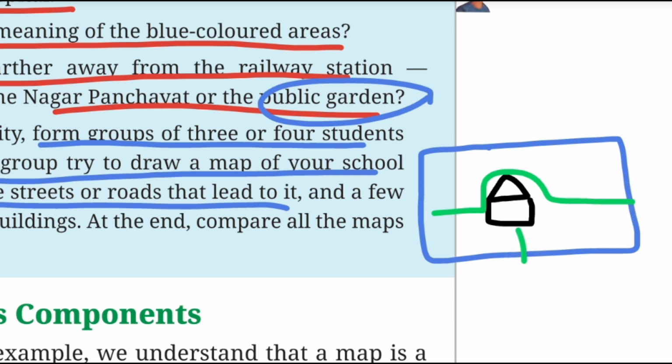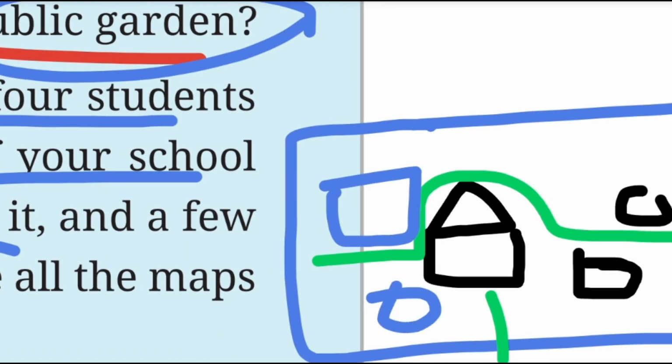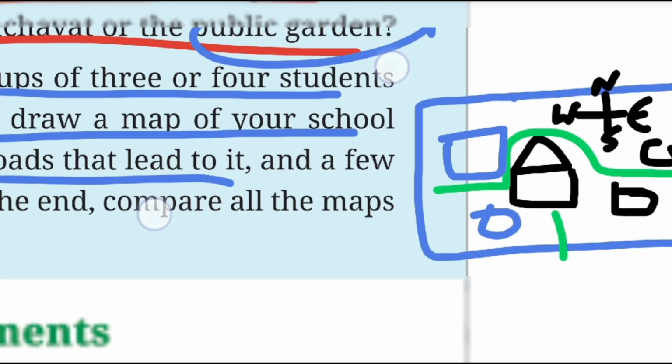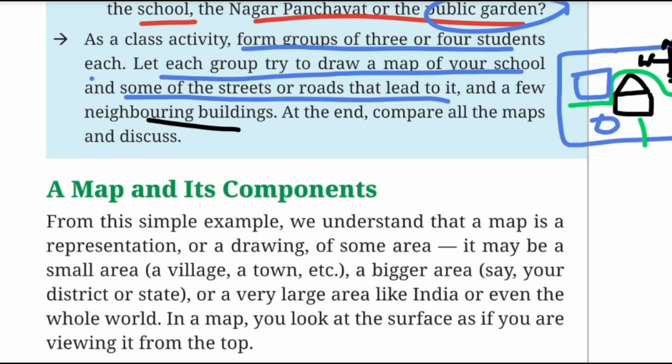Then you can mark the other buildings. Assume there's a building here, there's a park here, there's a playground here, this is a pond. So you can just mark like this. We also want to mark the direction. Here this is north, this is south, this is east, this is west. Then only the map will be complete. At the end, compare all the maps and discuss. Whoever is drawing the map, every map will look similar. So that is a conclusion.